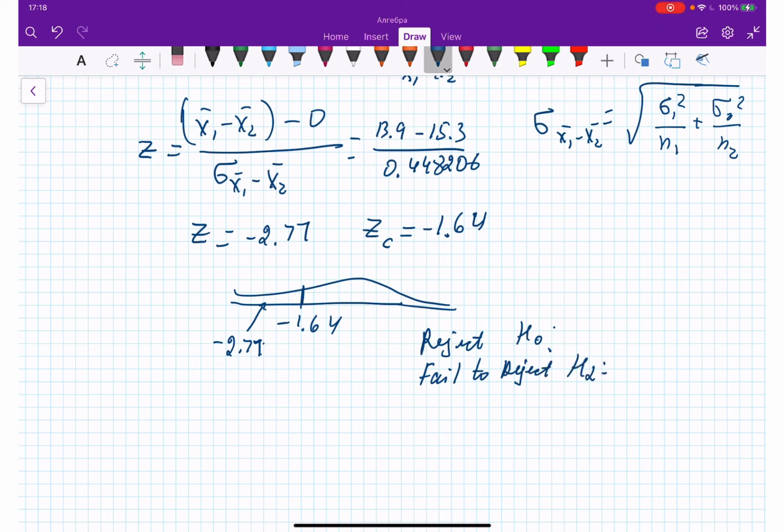There is enough evidence to support alternative one, which is the researcher's claim that the wind speed in region A is less than the wind speed in region B.